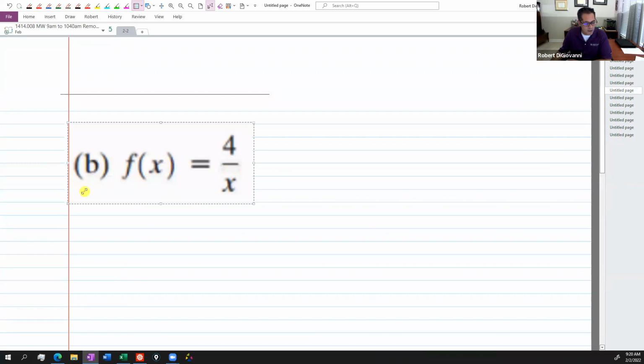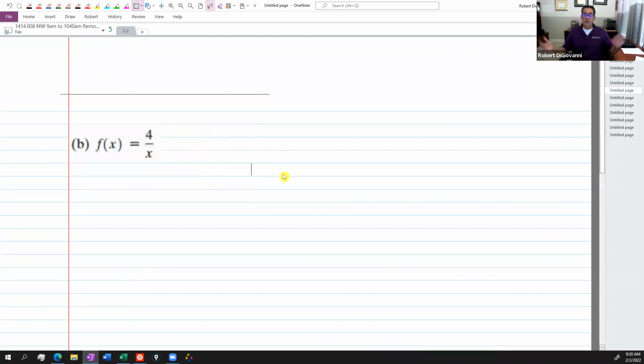So here's the new function, right? New function. And so we want to find the difference quotient. I'm just going to remind us over here again, the difference quotient is f of x plus h minus f of x, the whole thing divided by h.